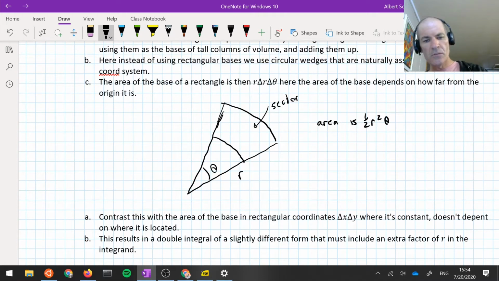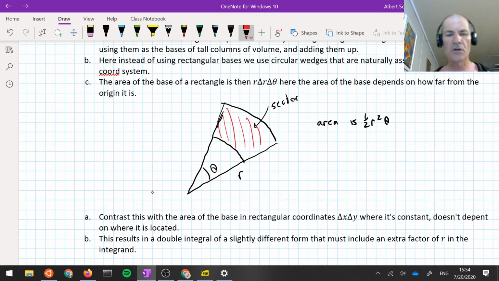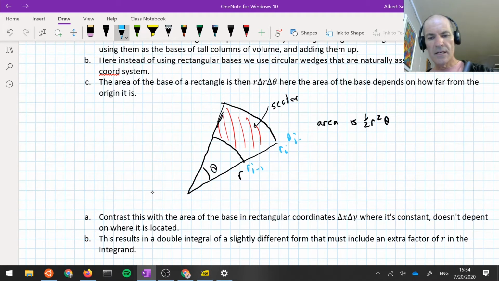All right, so let's pretend we're looking at this wedge right here, and let's pretend that it's the result of chopping up the radial direction into equal segments. So let me put an r sub i minus 1 and r sub i here. And also, let's say that it's a result of chopping up the theta direction into theta j minus 1, theta j, like that.